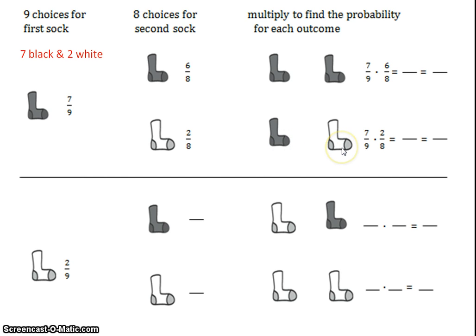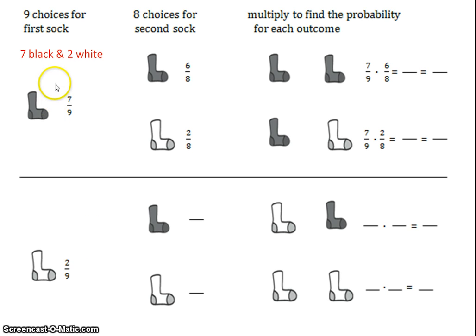Over here, I would multiply those probabilities together to calculate the probability of a black sock drawn first and a white sock drawn second. So 7/9 multiplied by 2/8. Write that ratio here and then simplify that ratio.